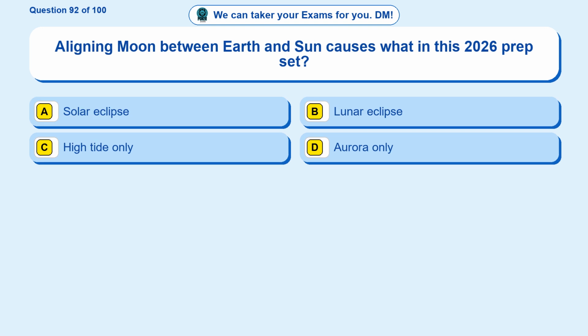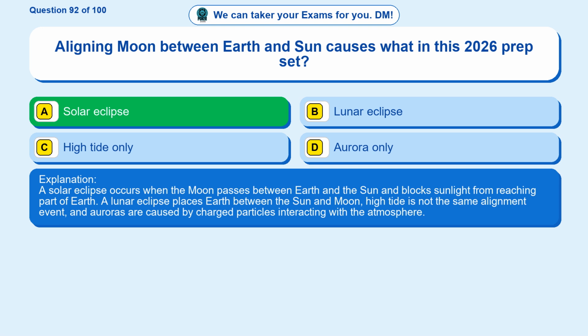Question 92. Aligning moon between Earth and Sun causes what in this 2026 prep set? Option A, solar eclipse. Option B, lunar eclipse. Option C, high tide only. Option D, aurora only. The correct answer is option A. Solar eclipse. A solar eclipse occurs when the moon passes between Earth and the Sun and blocks sunlight from reaching part of Earth. A lunar eclipse places Earth between the Sun and Moon. High tide is not the same alignment event, and auroras are caused by charged particles interacting with the atmosphere.